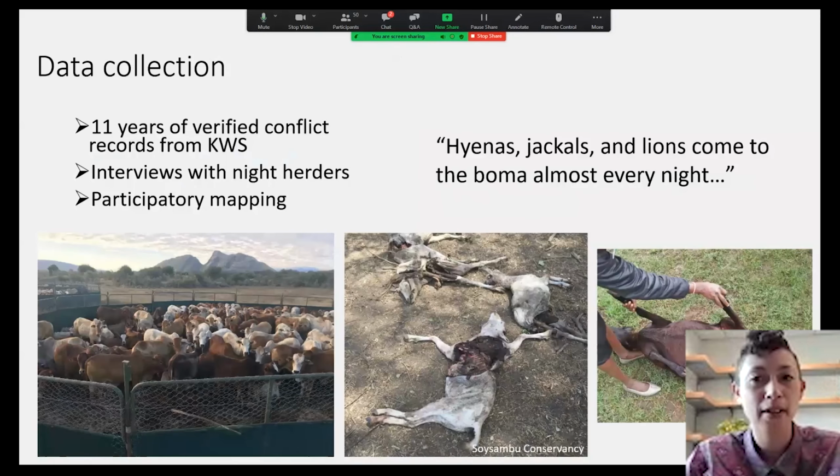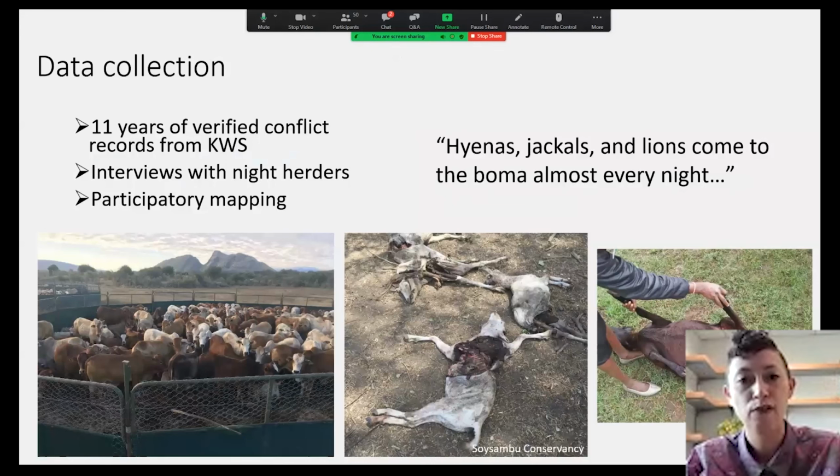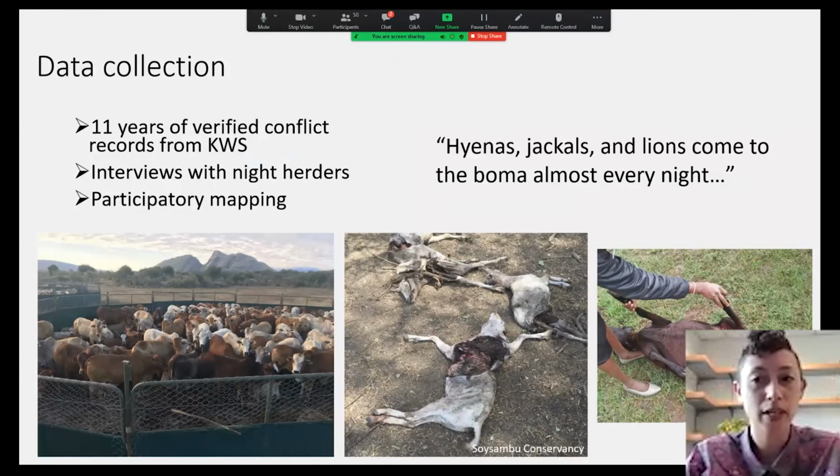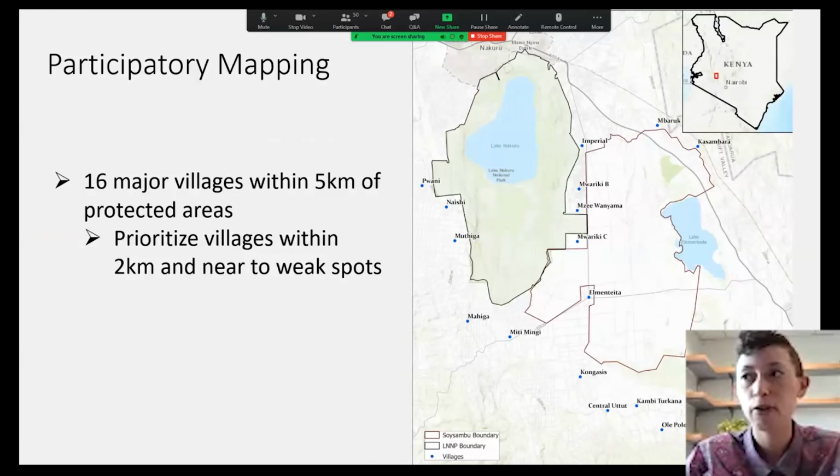So for this study, we compiled data on verified livestock predation by carnivores. And what I mean by verified is that, for instance, someone who experienced an attack on their livestock might call Kenya Wildlife Service, and then Kenya Wildlife Service has a process to collect evidence and verify which animal was attacked and by which carnivore species. And of course, we also used participatory mapping. So we chose 16 major villages outside of the protected areas and focused on villages that were close to weak spots in the fence. And I'll intentionally dive a little bit deeper into the methods so that you can get a sense of how all of this works.